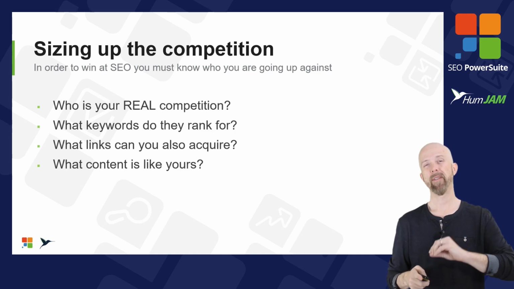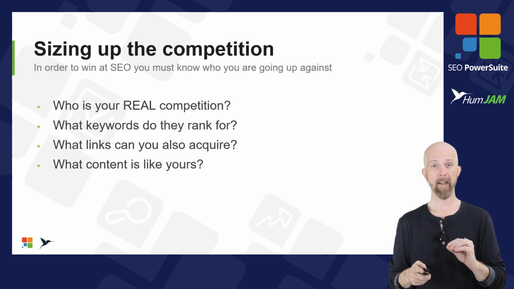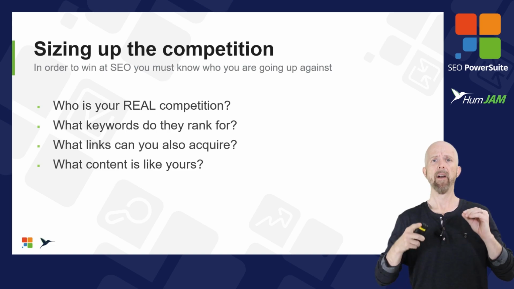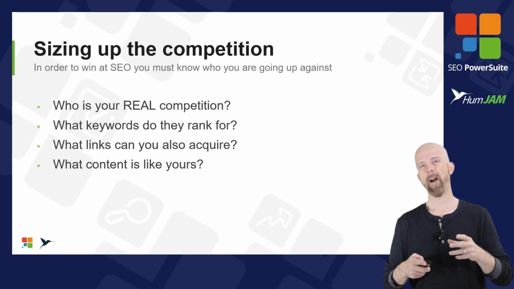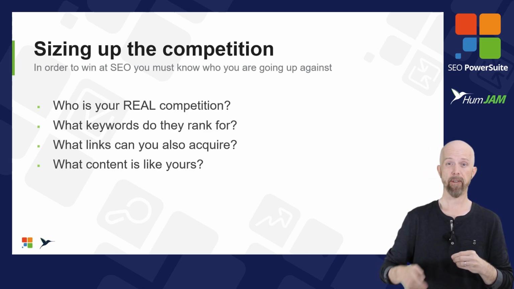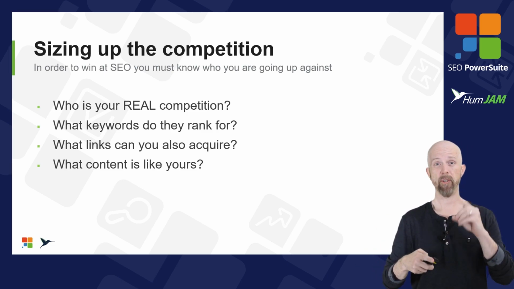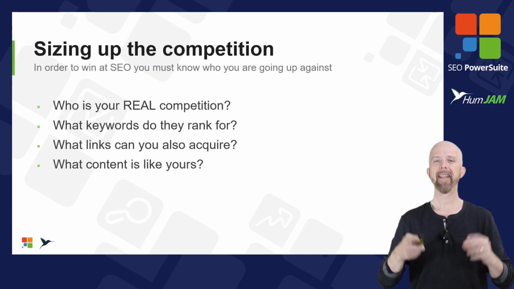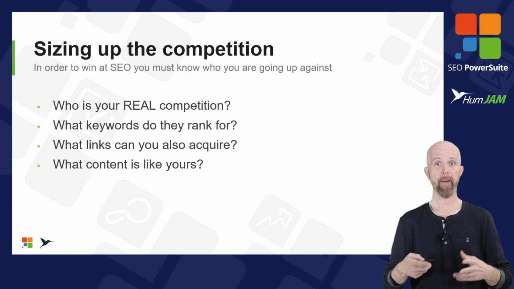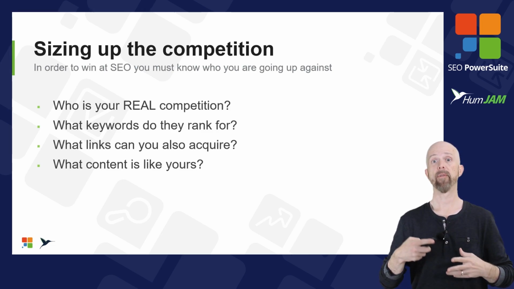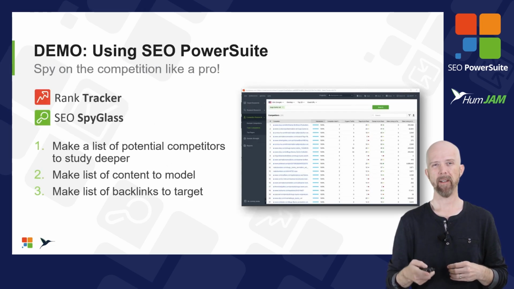And what keywords do they rank for? We're going to look at this right now. We're going to look into the competition and see what your competitors rank for, and what links you can also acquire. Generally, if your competitors are getting links from some resources, you can also do that as well. And then what content that they have looks like yours, that you could do better. Do they have videos? Do they have articles? Do they have a blog? What is the thing that you can identify?